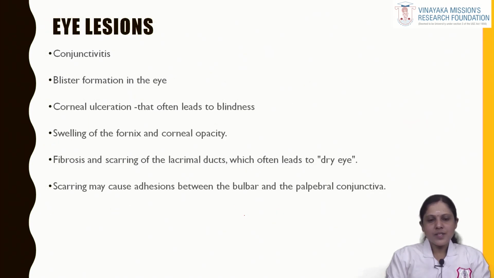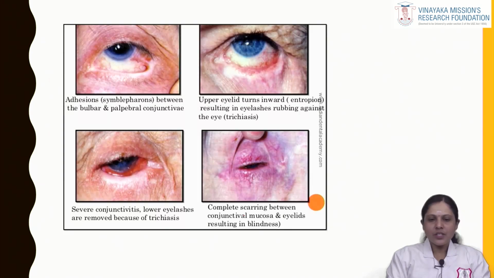So in eye lesions, we can see conjunctivitis, blister formation, corneal ulceration that may lead to blindness, swelling of fornix and corneal opacity can be noted. Fibrosis and scarring of lacrimal ducts can be seen. This may lead to dryness of eye. Scarring may cause adhesion between bulbar and palpebral conjunctiva. So this is a clinical presentation.